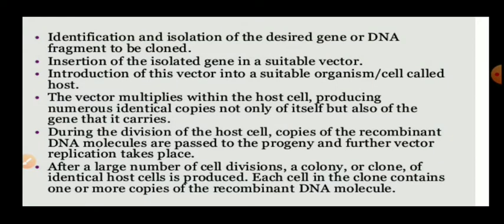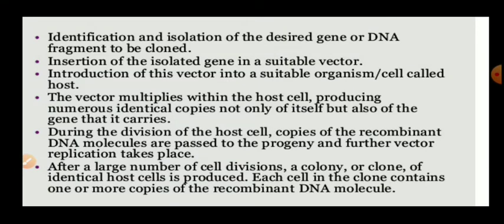If the vector is a plasmid, it is self-replicating. All vectors have an origin of replication, so they replicate on their own and produce multiple copies of the gene. When multiple copies of the vector are produced, then along with the vector, multiple copies of the foreign gene inserted inside it are also produced. This is how the desired gene is cloned. That means multiple copies of the desired gene are produced.